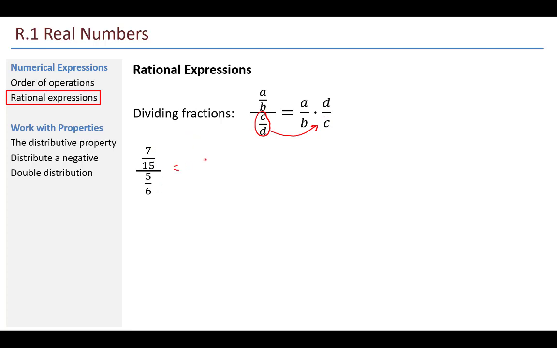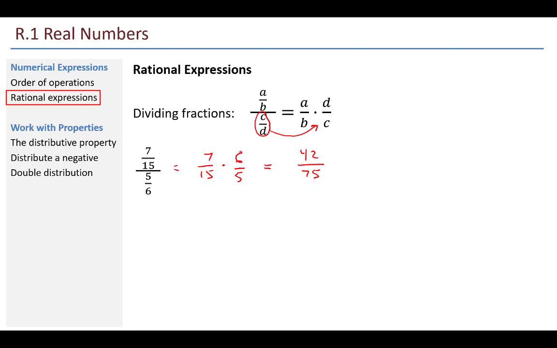I would write this as 7/15 times 6/5. I take the reciprocal of the bottom. And now it's multiplication. I multiply across the top, 42. I multiply across the bottom. Say 15 times 5 is 75. And we have our answer there. Is that reduced? Actually, no.